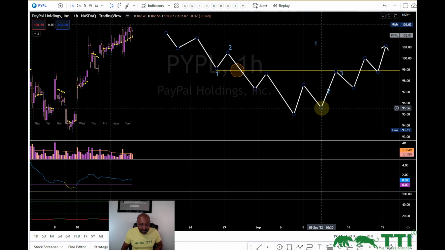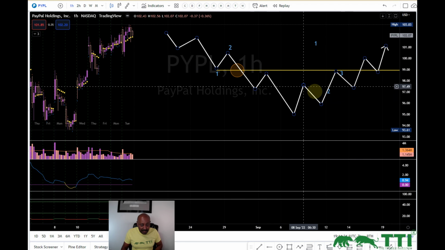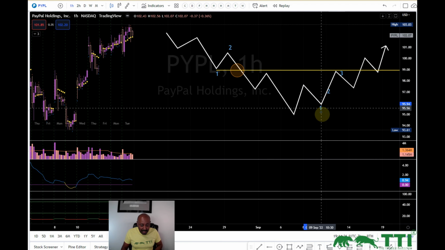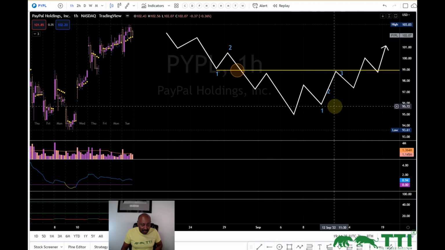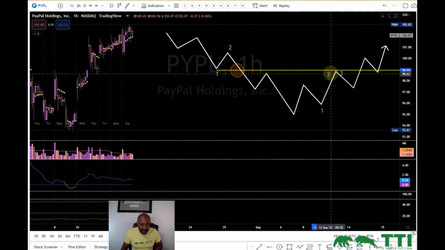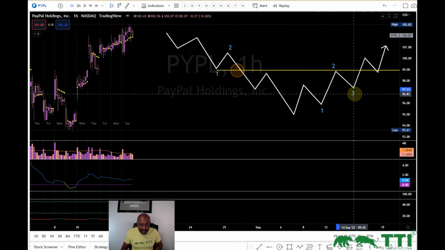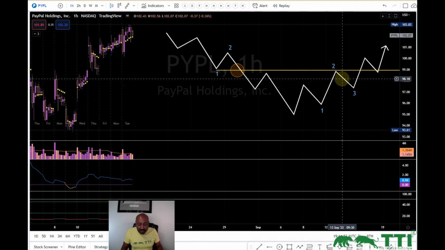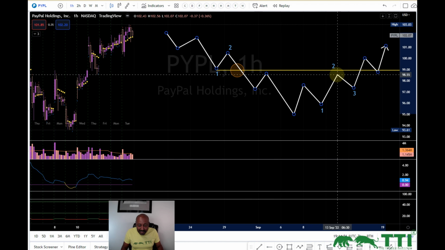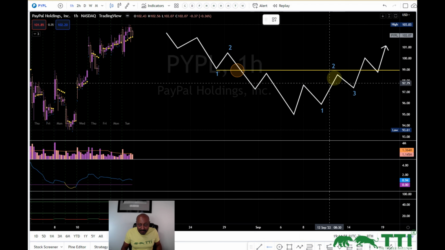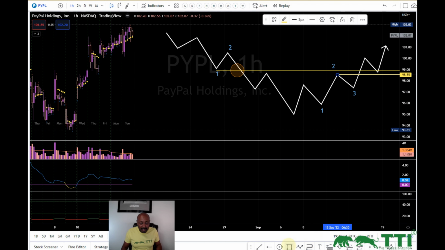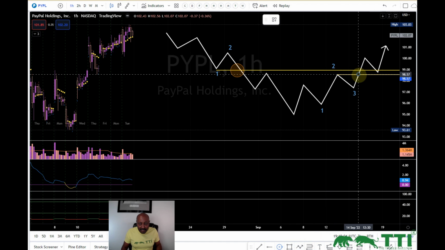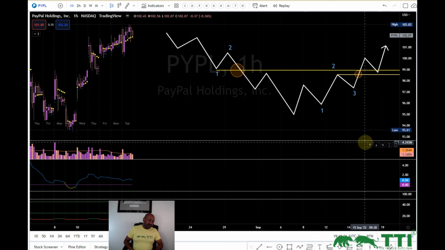The reversal is happening right here when you have a higher low, and then you have a higher high, and then another higher low. Let me just move this slightly so we don't overlap the lines. When you have a break of that high, this is where you enter. Nice. So 1, 2 is continuation, 1, 2, 3 is reversal.